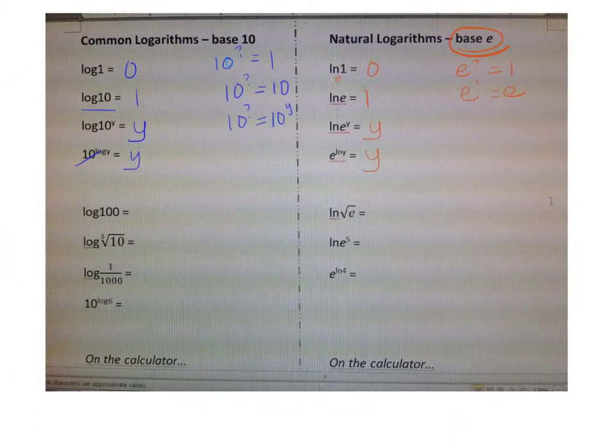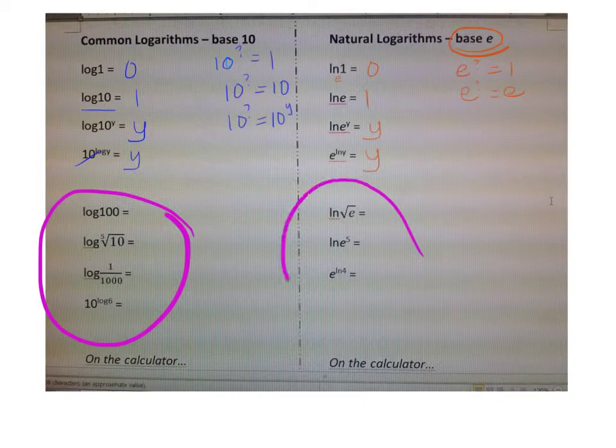With that said, I'd also like you to work through these sets of problems as part of your homework. See what answers you can come up with, and we will discuss them in class.